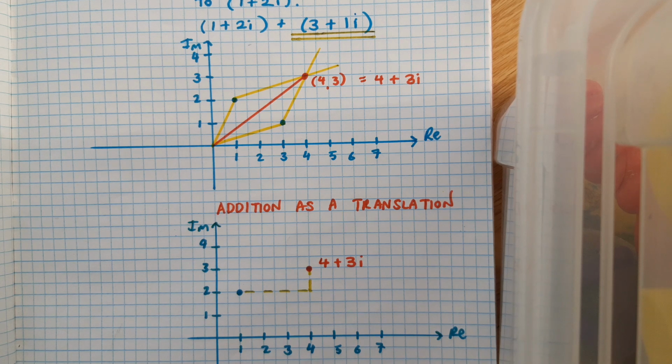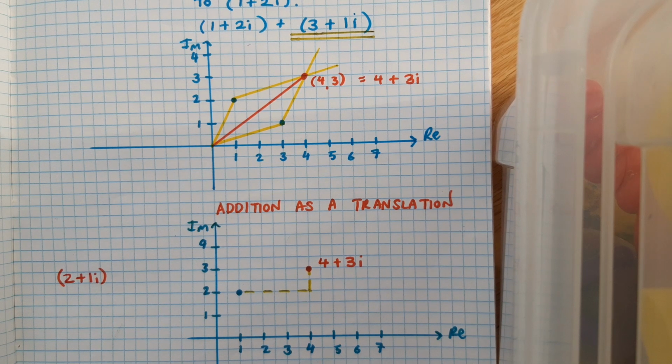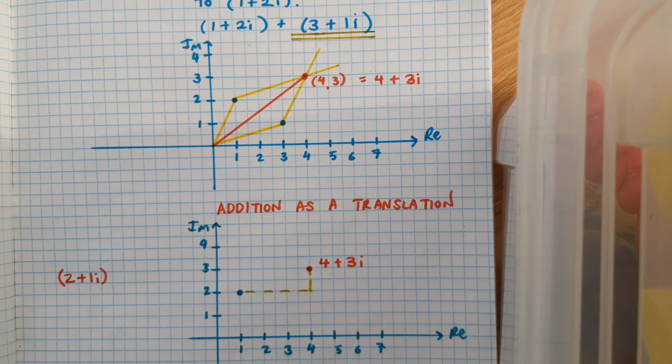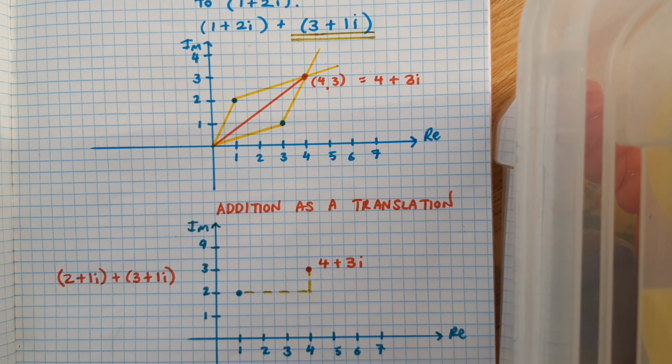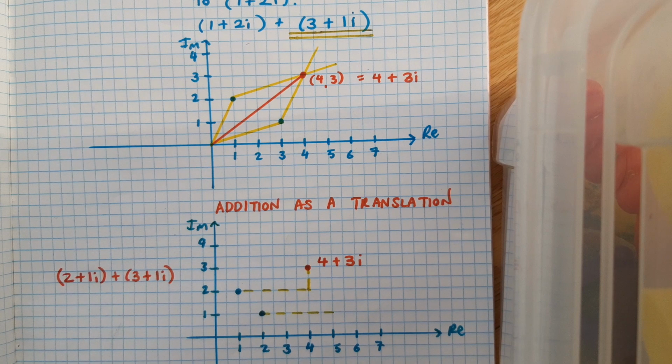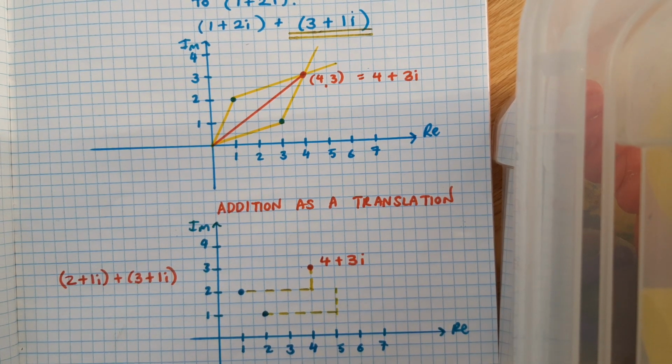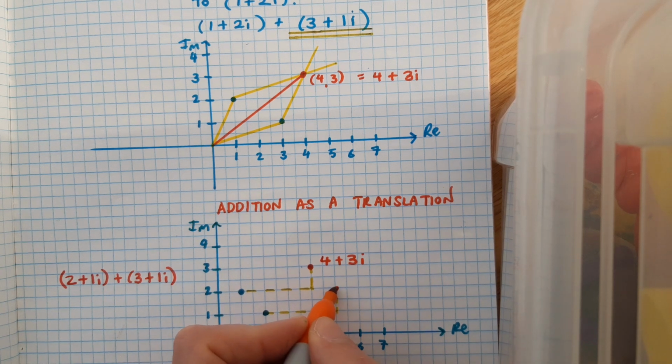If we do another addition using 2 plus 1i this time, and we add the same complex number as before, so plus 3 plus 1i, and I'm just going to mark that in. So I've got 2 plus 1i located here, and I want to add 3 plus 1i. Well, again, I'm going to add 3. I'm adding, so I'm going in the positive horizontal direction. And then I'm going to add 1i, so I'm going in the positive vertical direction. I can see that I land on a result of 5 plus 2i.